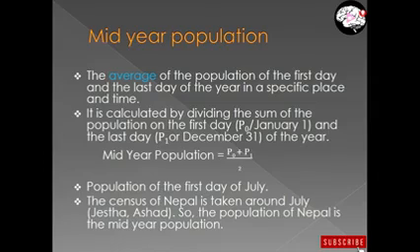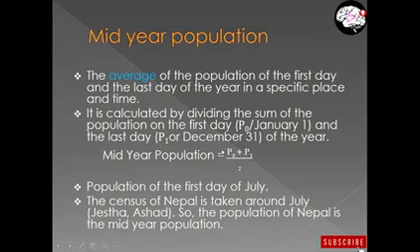It is calculated by dividing the sum of the population on the first day, P0, which is the population of January 1, and the last day, P1, which is the population of December 31st of the year, by 2. So you can define mid-year population in this way as well. When you express it in a formula, mid-year population is equal to (P0 plus P1) by 2.